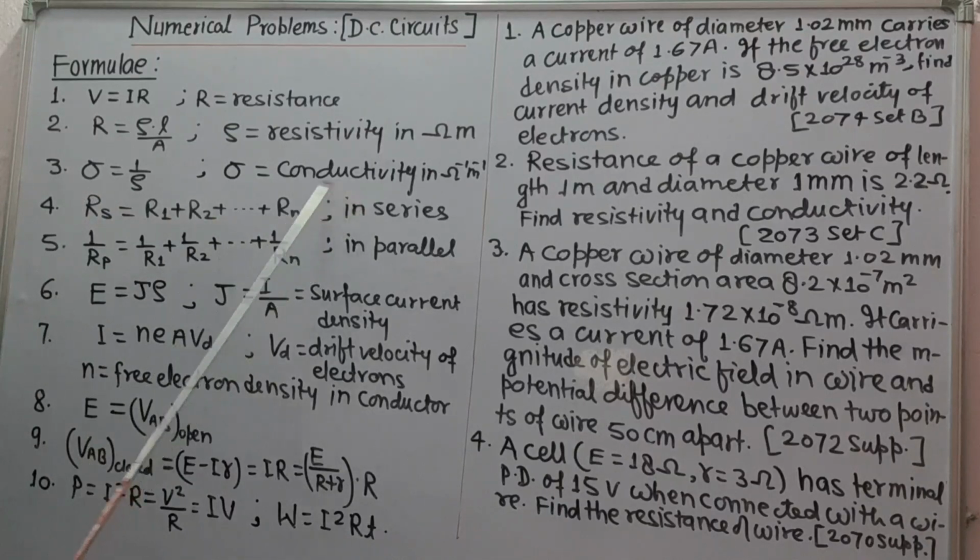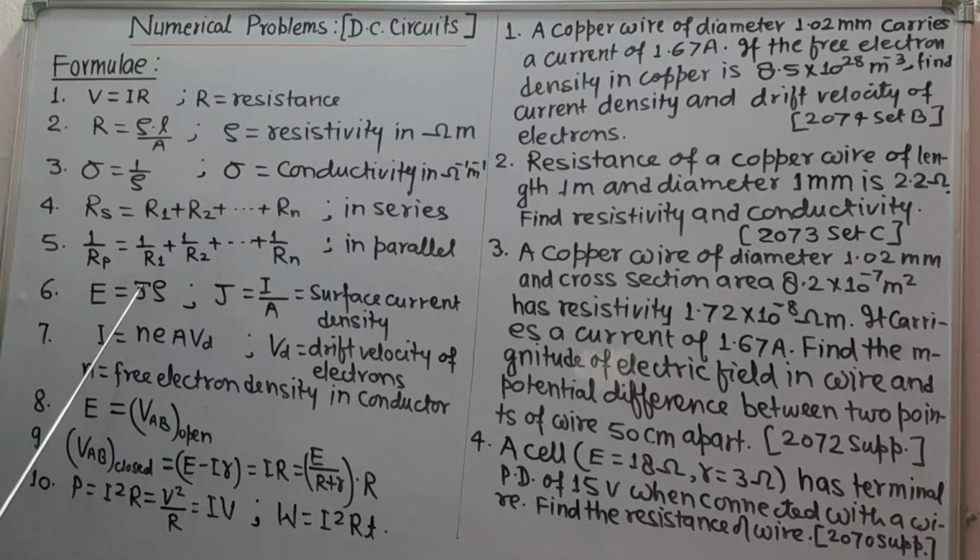Resultant resistance in series is given by the direct sum of all resistances, whereas the resultant resistance in parallel is given by 1 upon Rp is equal to 1 upon R1 plus 1 upon R2 plus dot dot 1 upon Rn, where Rp is the resultant resistance in parallel.